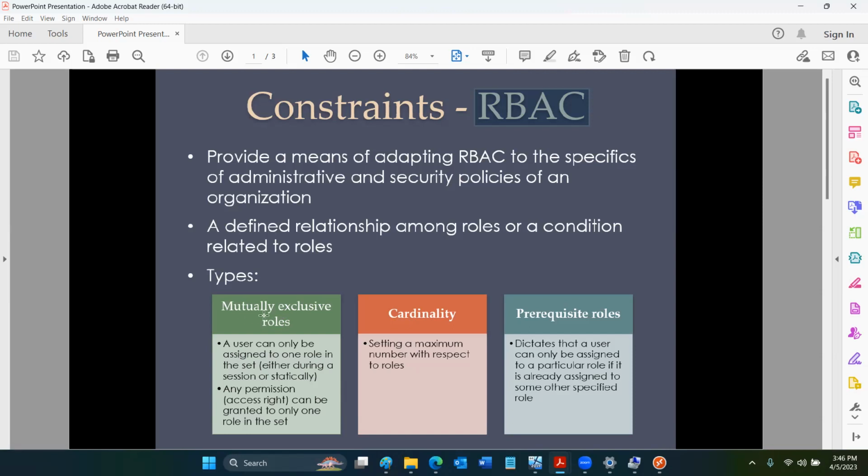Now, it says mutually exclusive roles. Any permission or access right can be granted to only one role in the set. So you have some data. What they're saying is, under ideal circumstances, the leadership and the team in an organization come together and they say, okay, in order to protect this data, we want to exclude anyone who doesn't need access to that data, right?